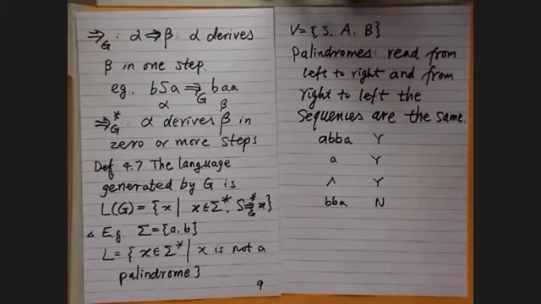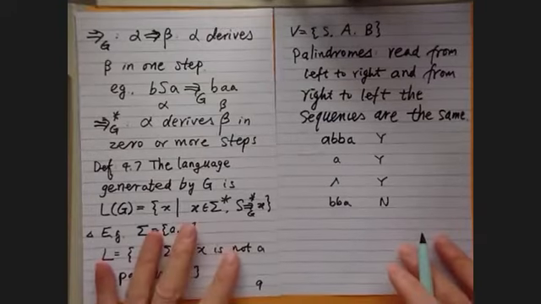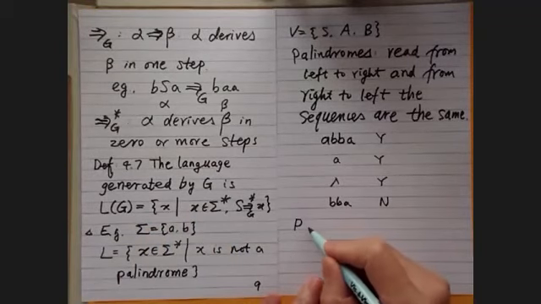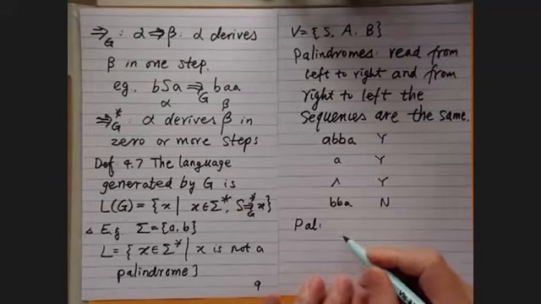Any questions? We already defined palindrome, and we already have some examples. All right, so let's look at the palindromes first. I want to generate the palindromes first. It's easy. Call it Pal. All right, I use the rules.